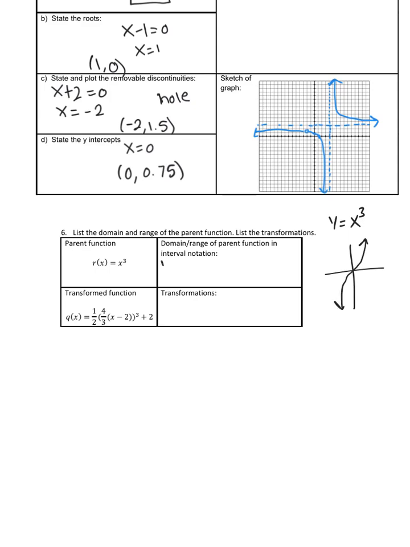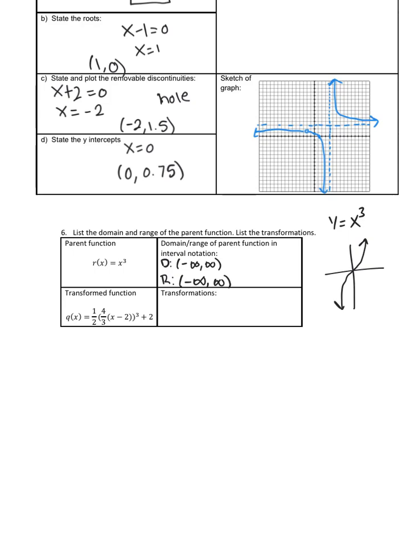Okay, so for my domain, I'm looking at the x values. I'm gonna include all of the negative x values and all the positive x values. So that's gonna be negative infinity to positive infinity. For the range, I'm gonna include all the negative y values and all the positive y values. So that's also gonna be negative to positive infinity, okay?